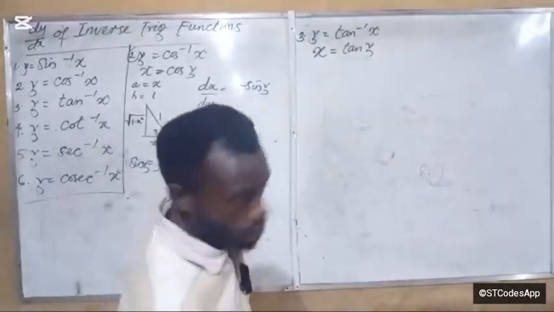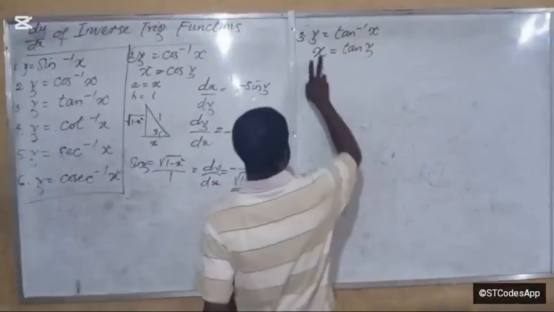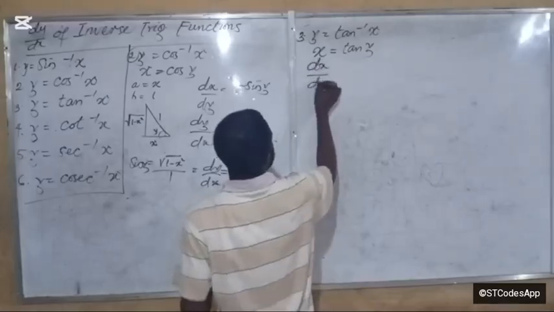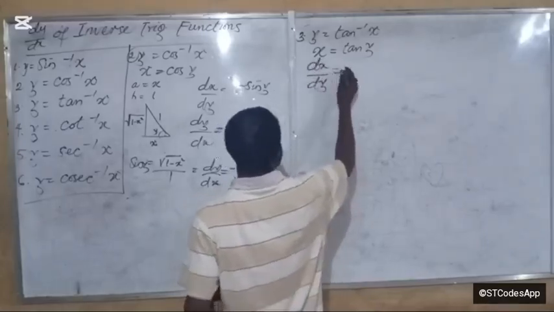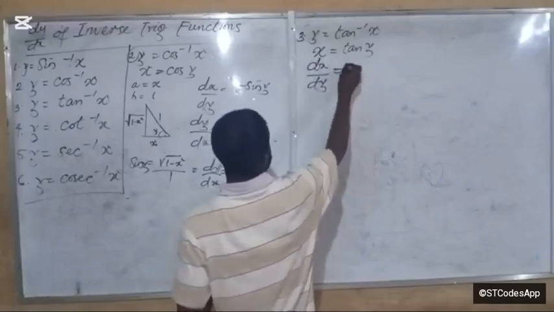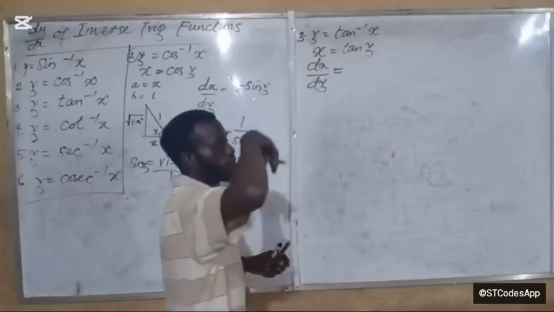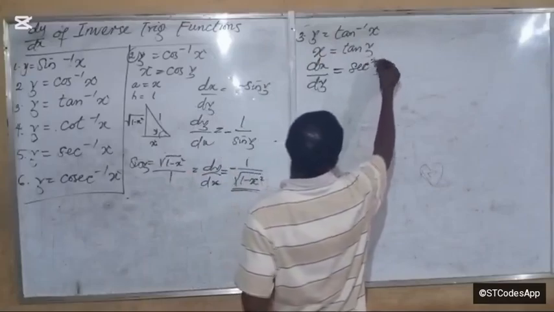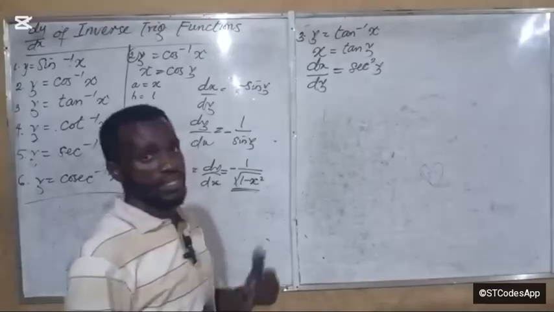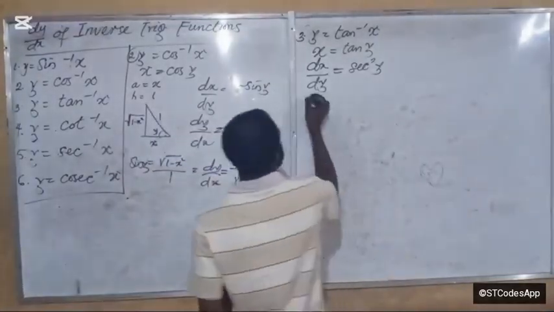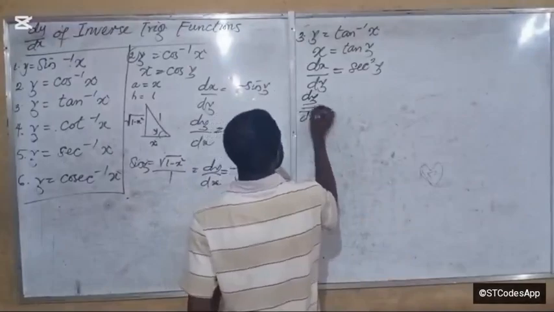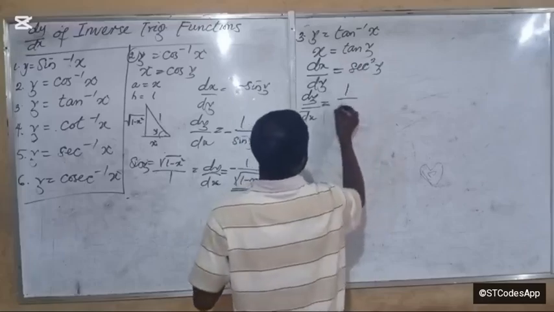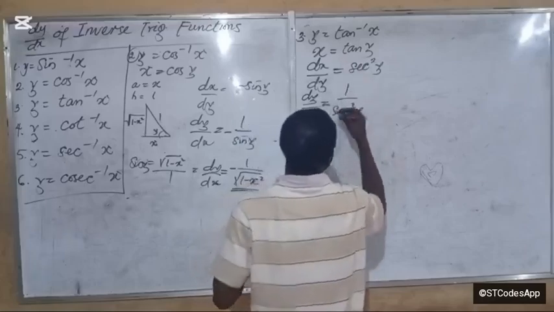Okay? So we now have that if x is tan y, then dx/dy will be equal to, I'll just use the second method directly, dx/dy will be equal to sec squared y. Derivative of tan x is sec squared x. Okay? So from here, dy/dx will be equal to what? We interchange: 1 over sec squared y.